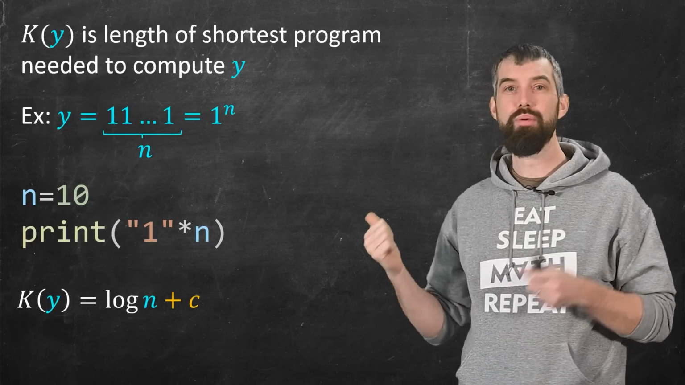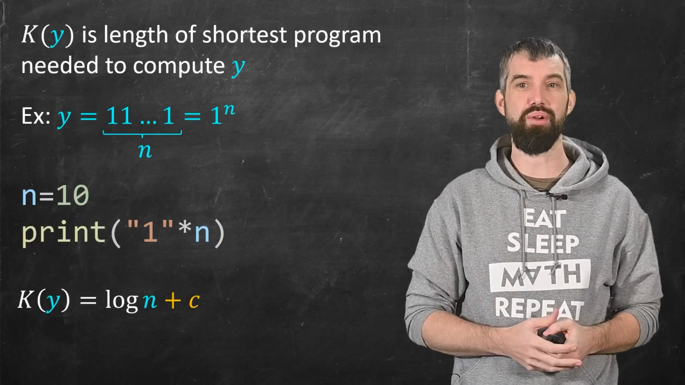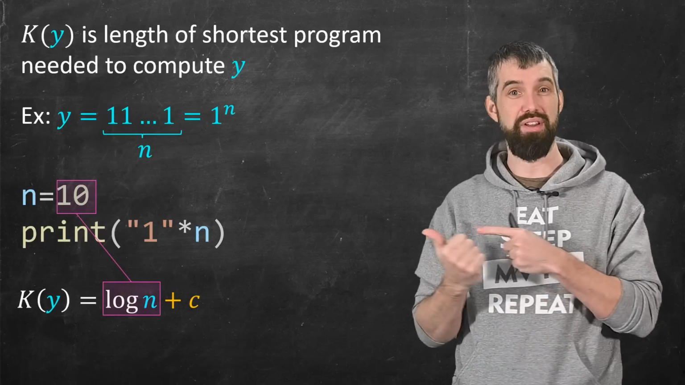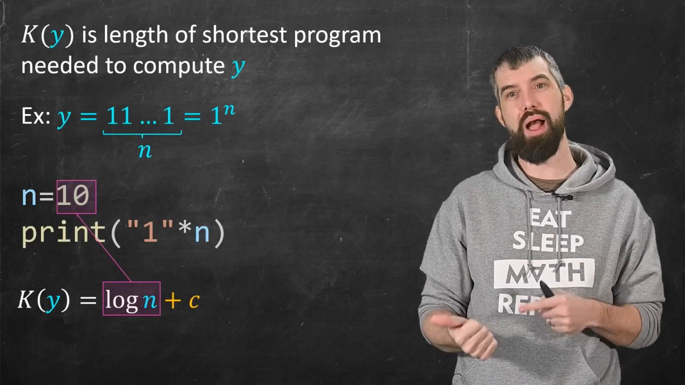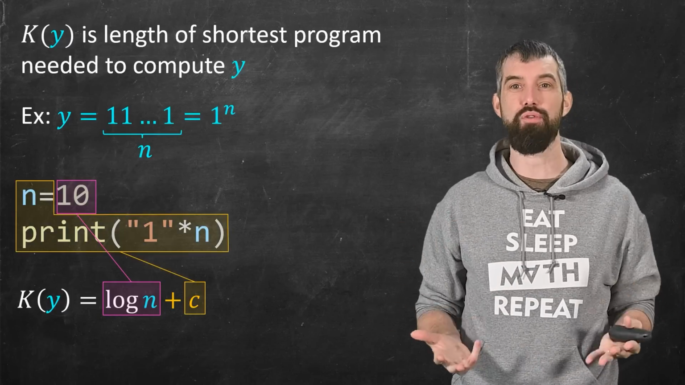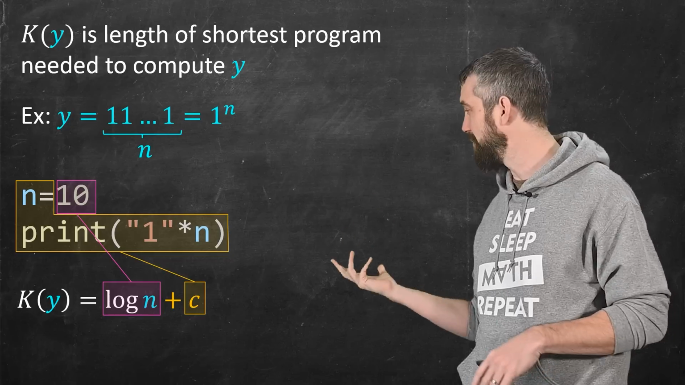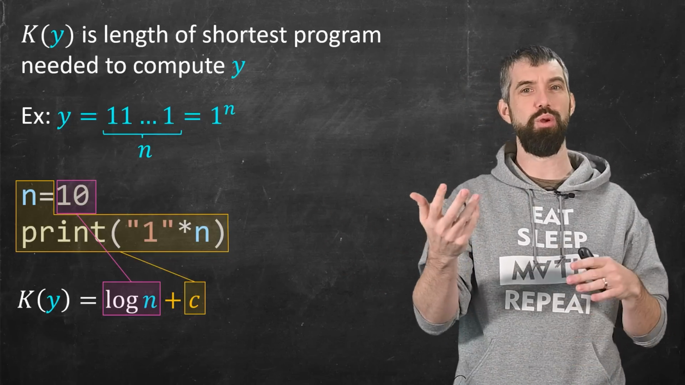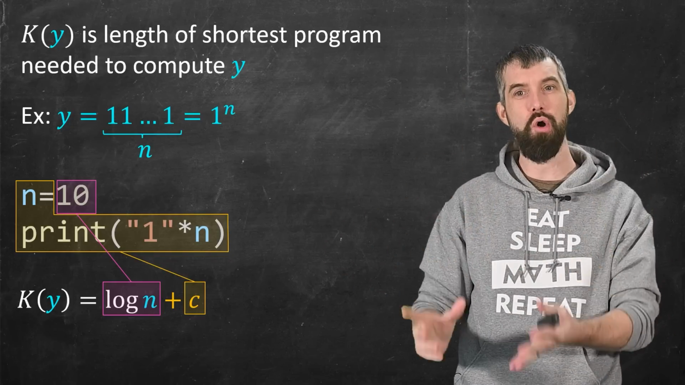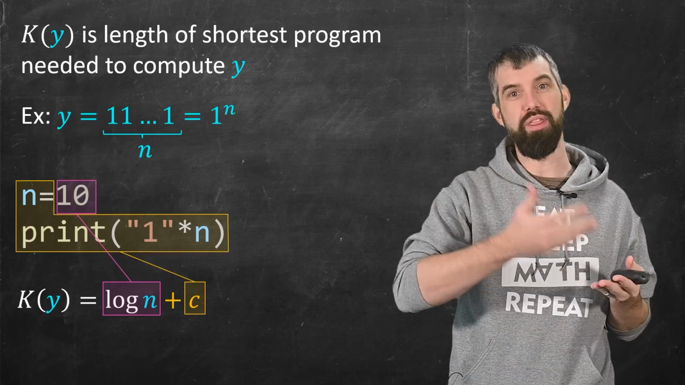It's the logarithm of n, plus a c. And the reason for the c here is, the logarithm comes from you actually having to put in the number here in binary, and all the other stuff in the program goes into the constant. It's a constant overhead. The print, the quotation marks, all of that. Maybe in one language you can write it shorter than another language, but it doesn't matter. As n gets really large, what's going to matter is the logarithm of n.